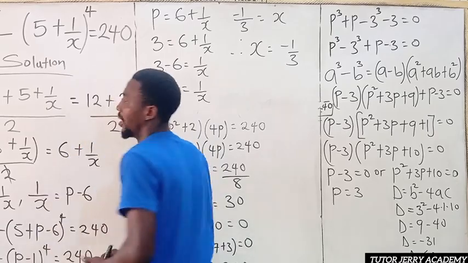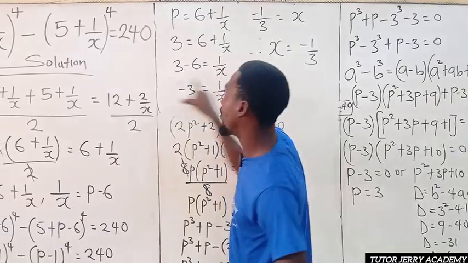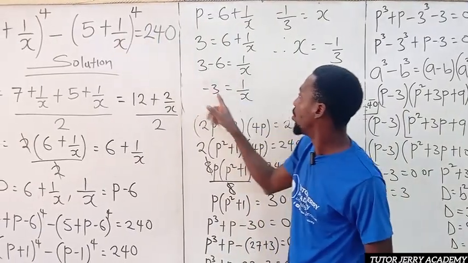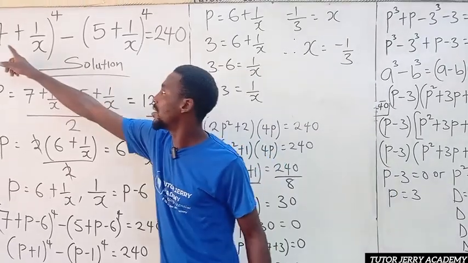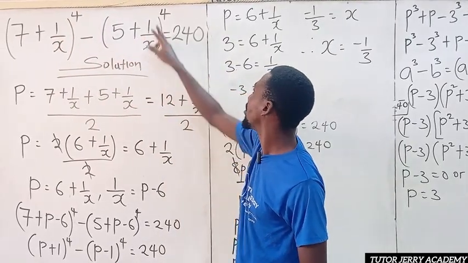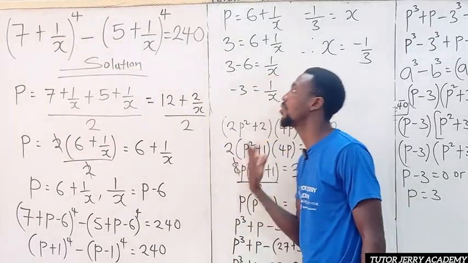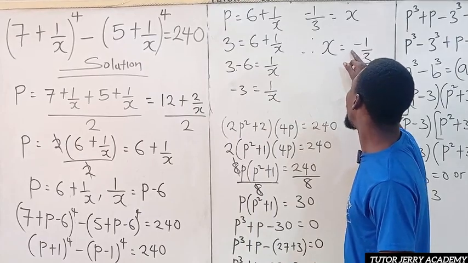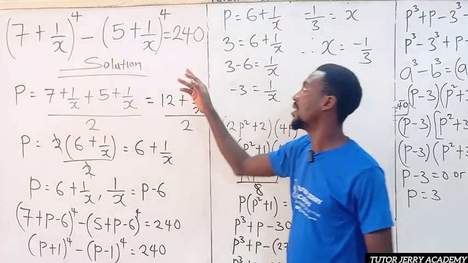All right. And if you want to verify that, you can substitute 1 over s in this equation. You put 1 over s to be minus 3. That is 7 minus 3 to the power of 4 minus 5 minus 3 to the power of 4. Do the math and see, maybe you get 240. And if you want to use the value of s, it's going to be minus 1 over 3. Put minus 1 over 3 here and do the math again to verify.